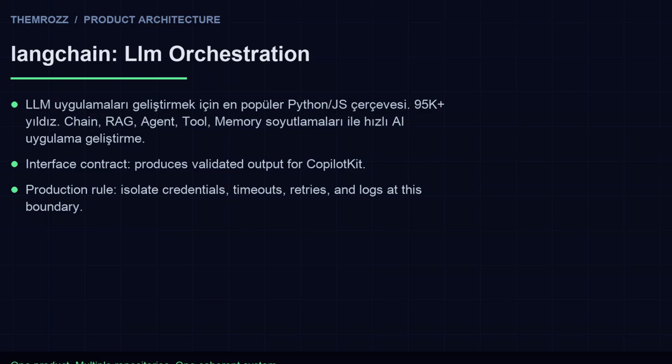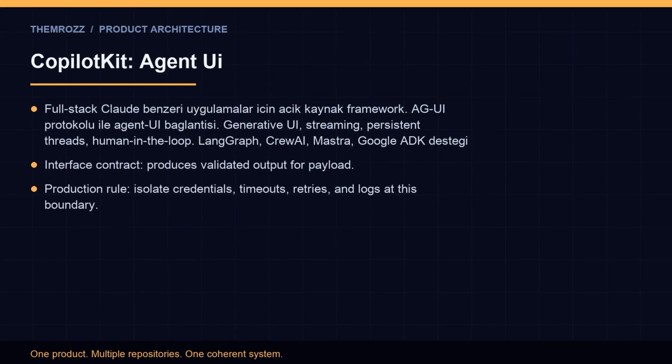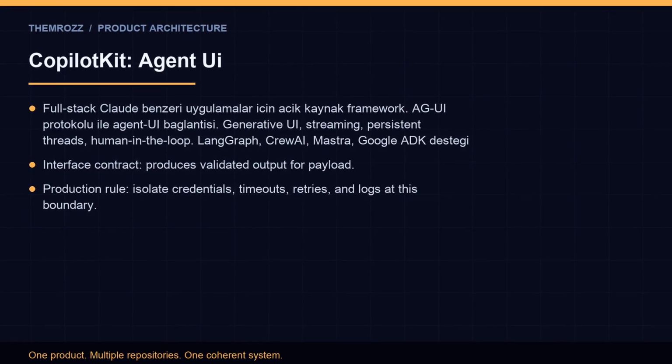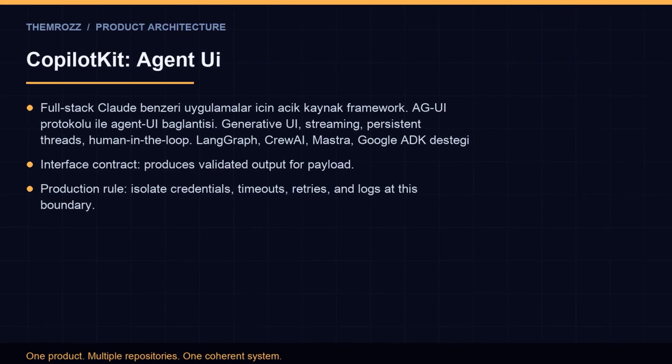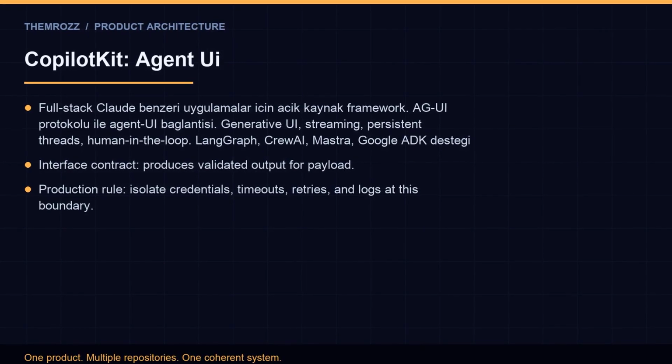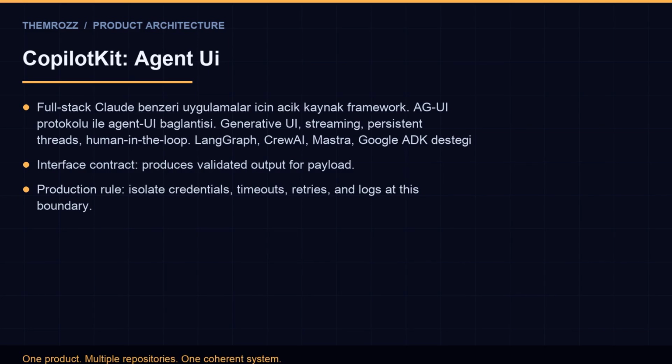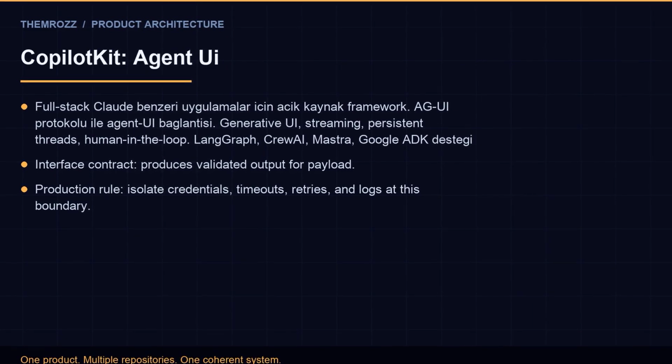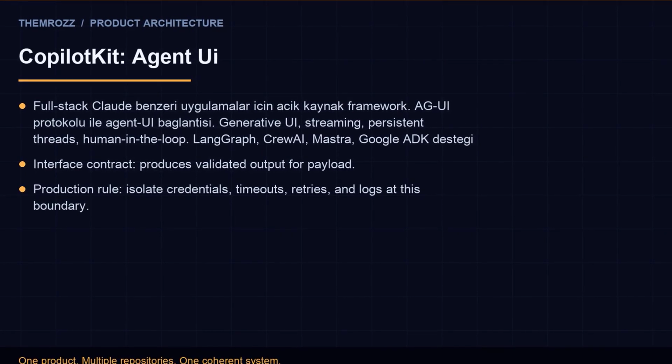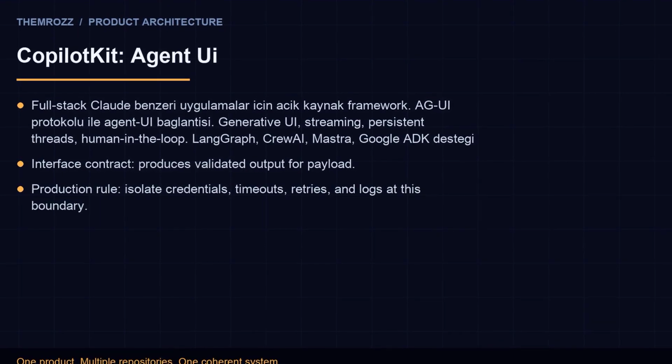As the worker produces progress events, CopilotKit carries agent state to the interface. The shadcn components render that state as a timeline, evidence table, approval dialog, and final result. CopilotKit is not the database. Payload remains the source of truth for run status, approvals, and durable output.